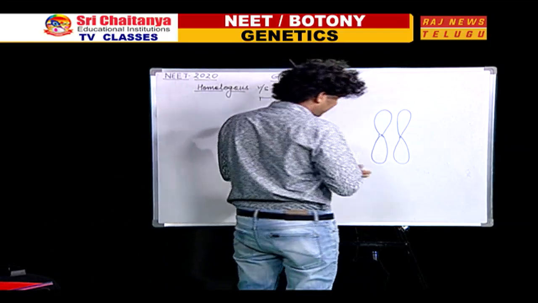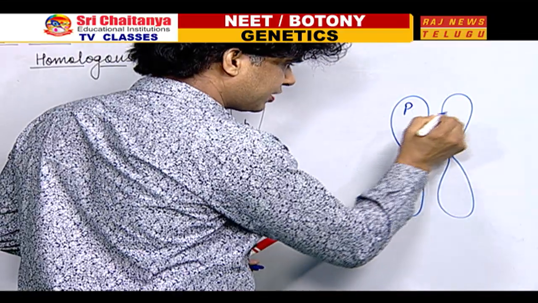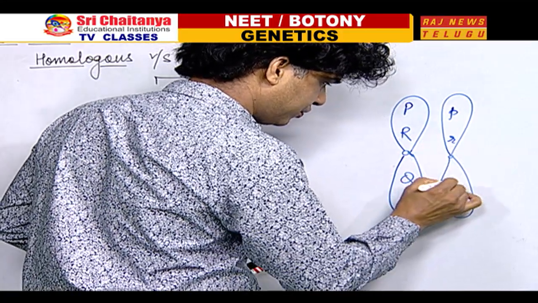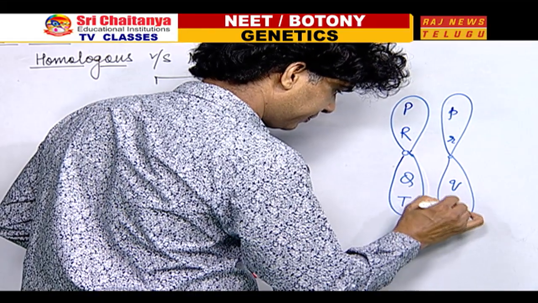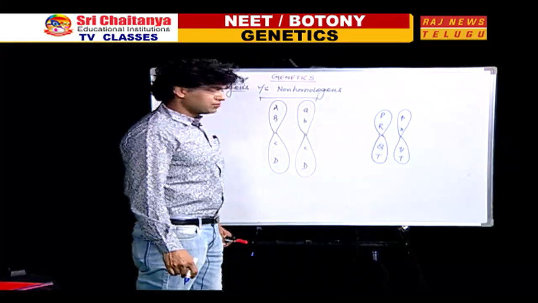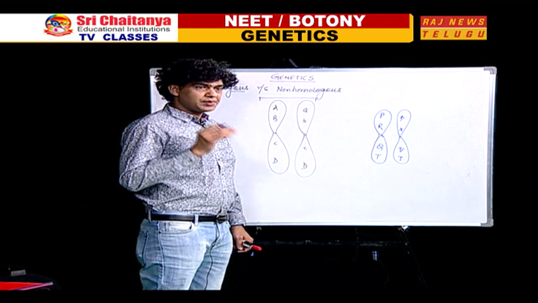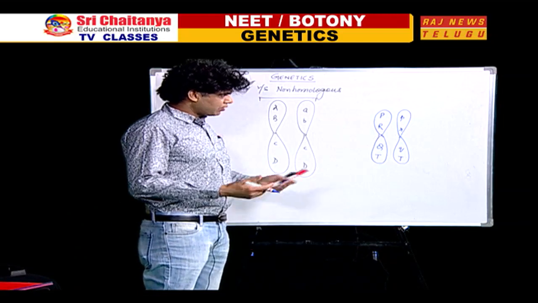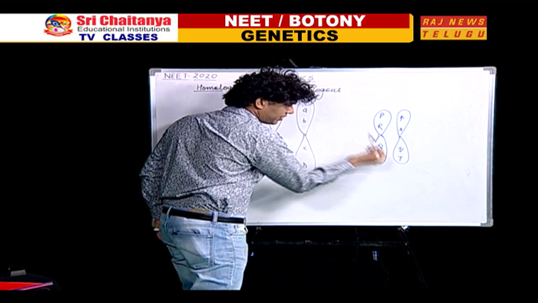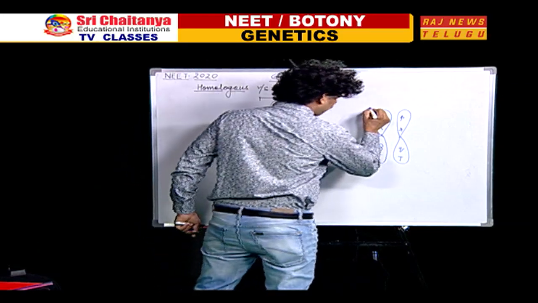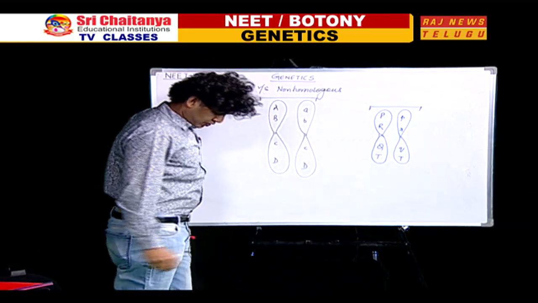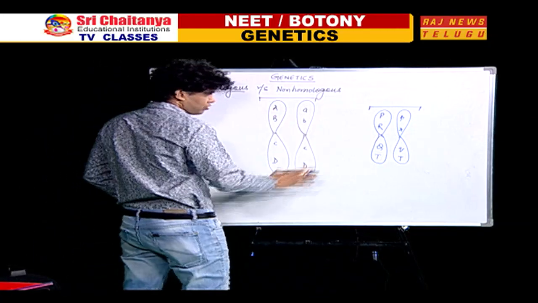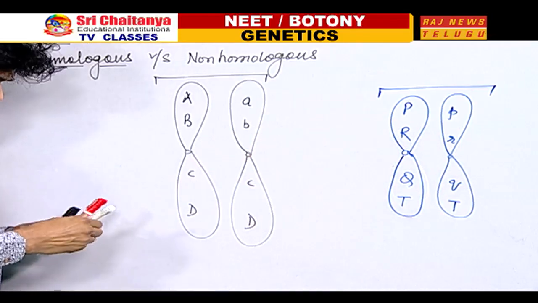Similarly, here is another pair you are watching, suppose P, R, Q, T. This is another pair of chromosomes that is also similar in size, similar in shape and similar in the locus of the genes. Genes may or may not be the same. So this is another set of homologous chromosomes. There are two homologous pairs you are watching.